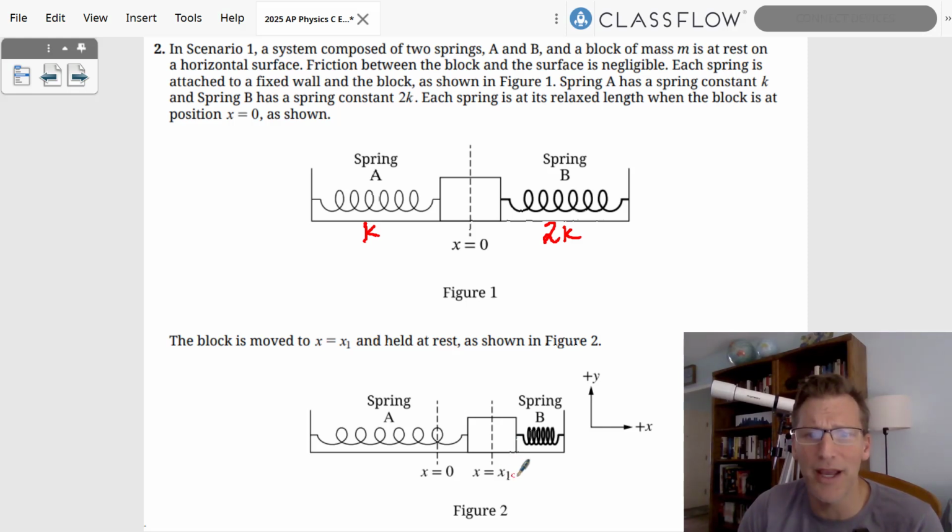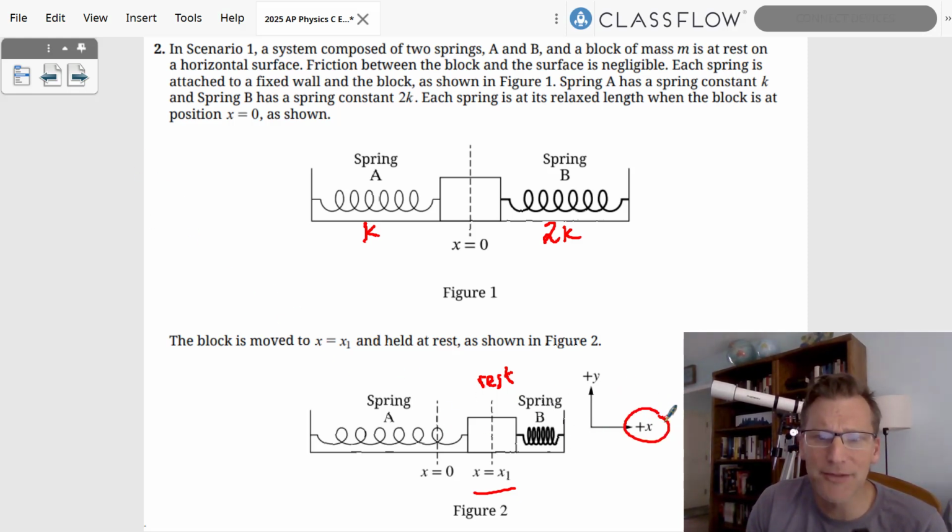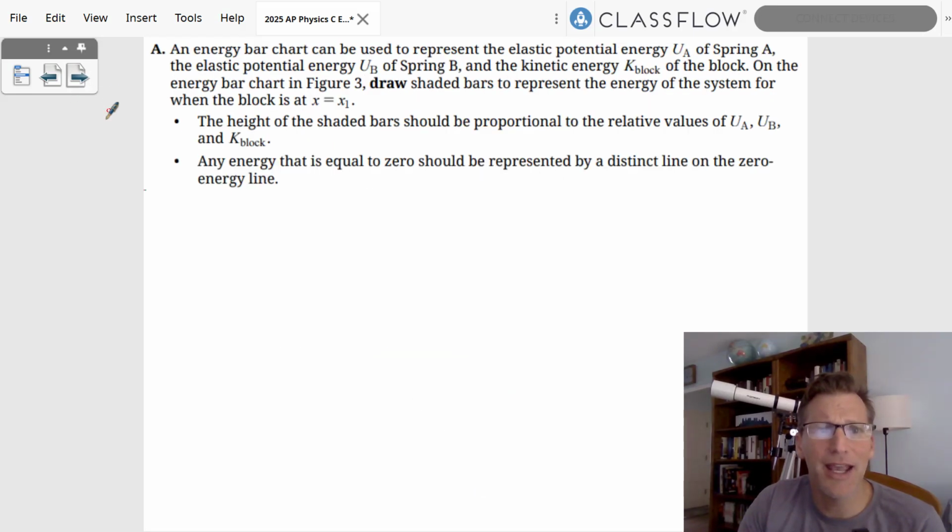And then they move it to x1. It's held at rest, which means it has potential energy from spring A and potential energy from spring B. We're going to take the positive x direction to be to the right. And you can see it mentions an energy bar graph. You can't drink yet if you're going to be doing this AP exam, but you're going to be doing some bar graphs here. It can be used to represent the elastic potential energy, the potential energy of spring A and spring B, and the kinetic energy. And we're going to take a look at what's happening here.